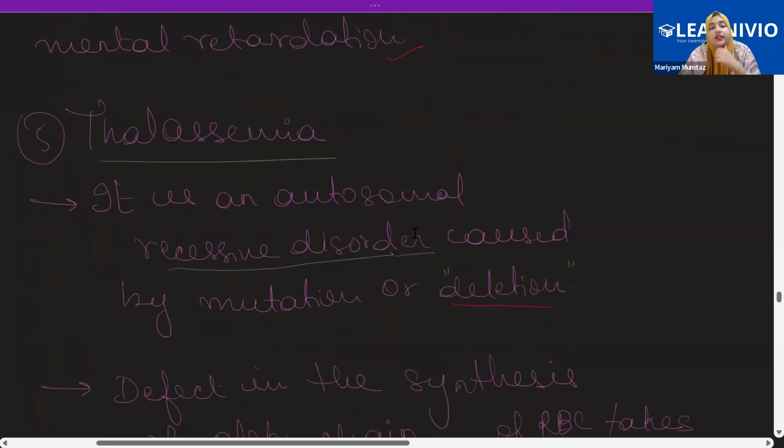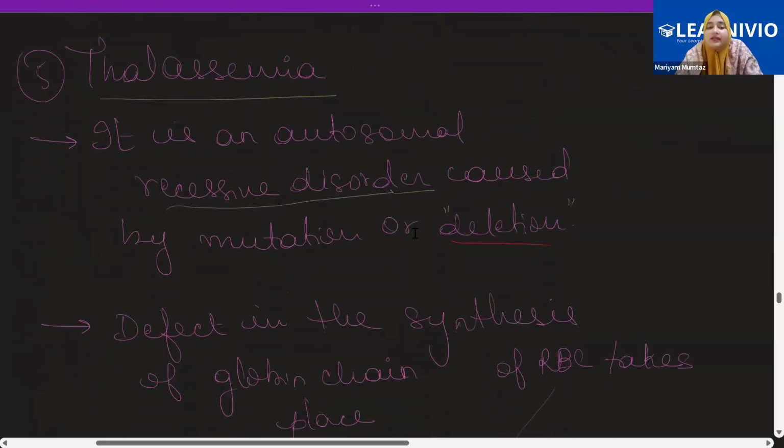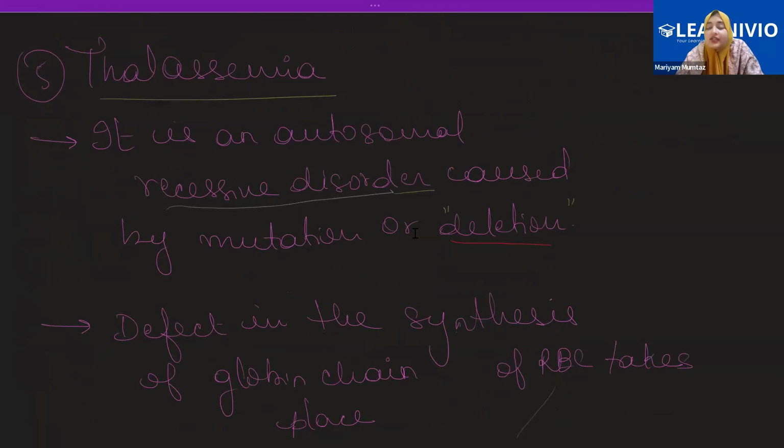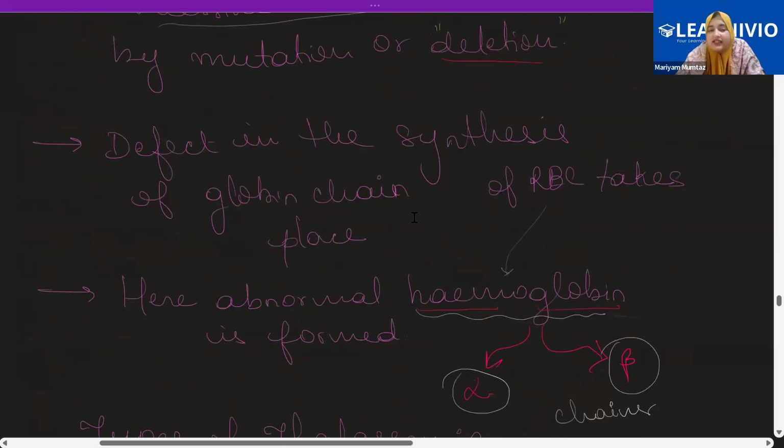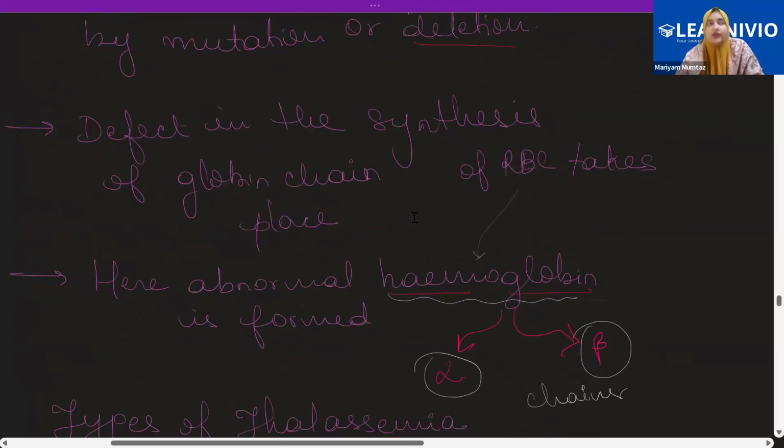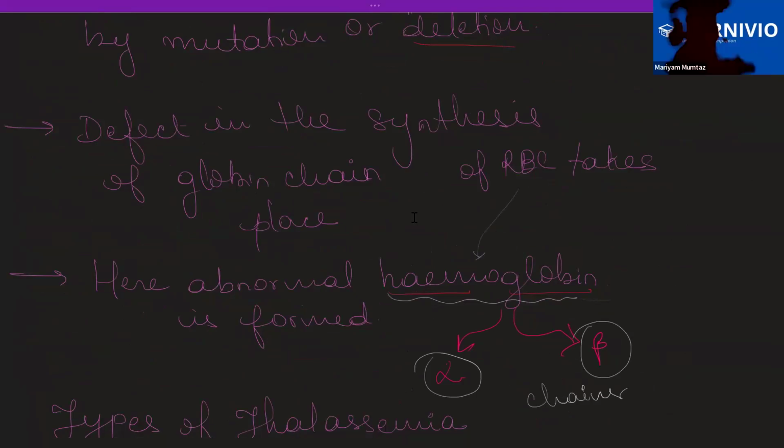Now, moving forward, talking about thalassemia. Thalassemia is again a disorder that is recessive in nature and autosomal. How is it caused? It is caused because of mutation or deletion, a defect in the synthesis of the globin chain. So if the alpha chain of hemoglobin gets affected, we call it alpha thalassemia. If the beta chain is getting affected, we'll call it beta thalassemia. Clear?